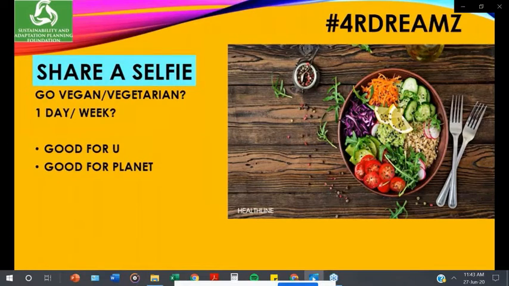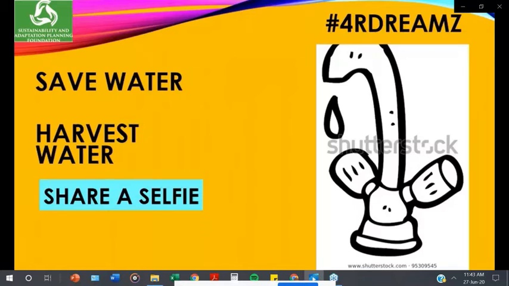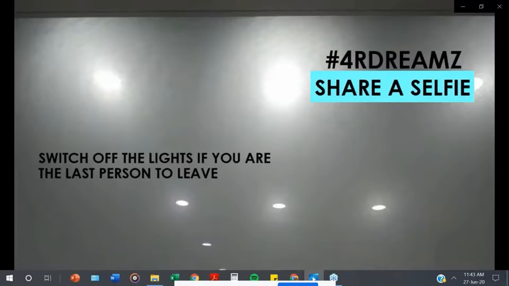So if you are a non-vegetarian, try and go vegetarian or vegan for a day a week. Try and carry cloth bags because plastic can take up to 1,000 years to degrade. Save water and harvest it as much as you can. Avoid buying jeans because a pair of jeans uses as much water as is used by a family of 4 for 12 days. Save electricity.